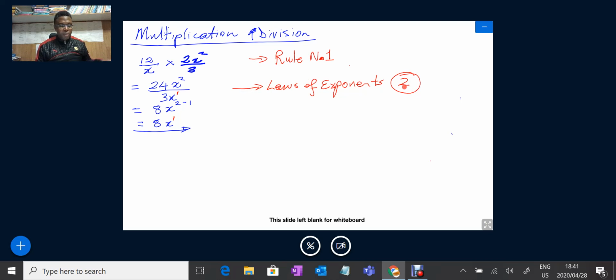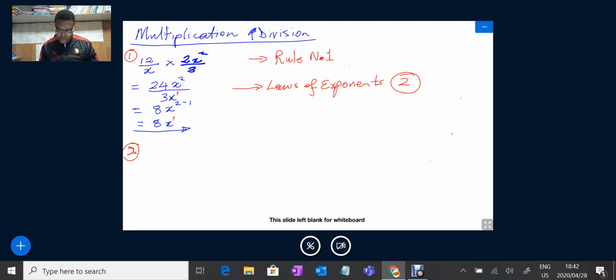I want to proceed to another example whereby you are going to see a combination of multiplication of fractions together with a division. So we call this number 1 in red. This is number 2.